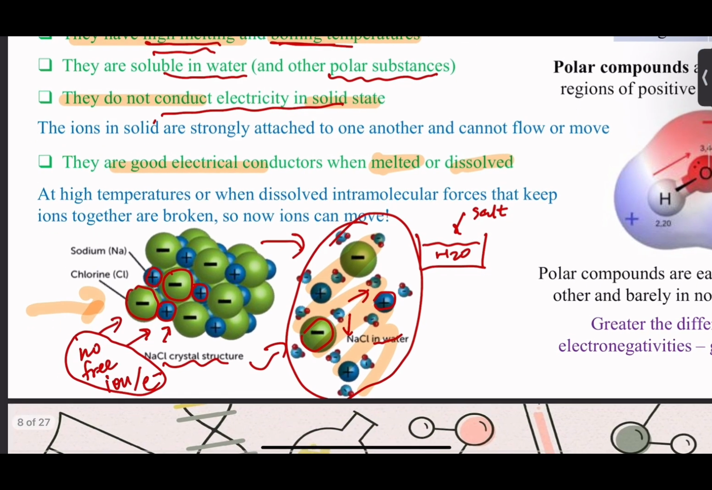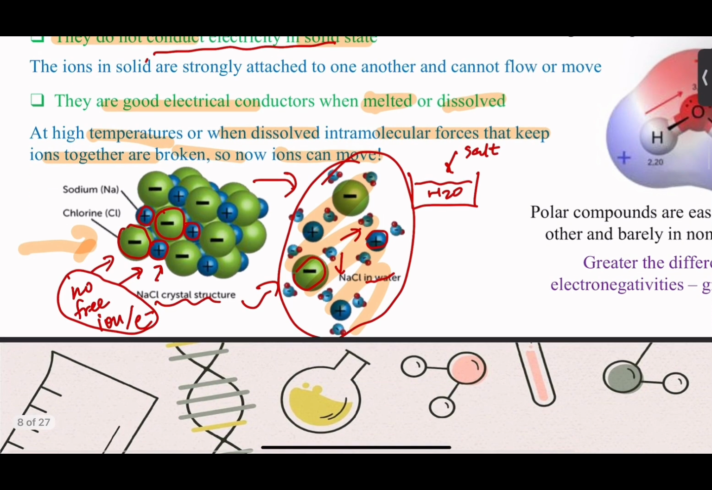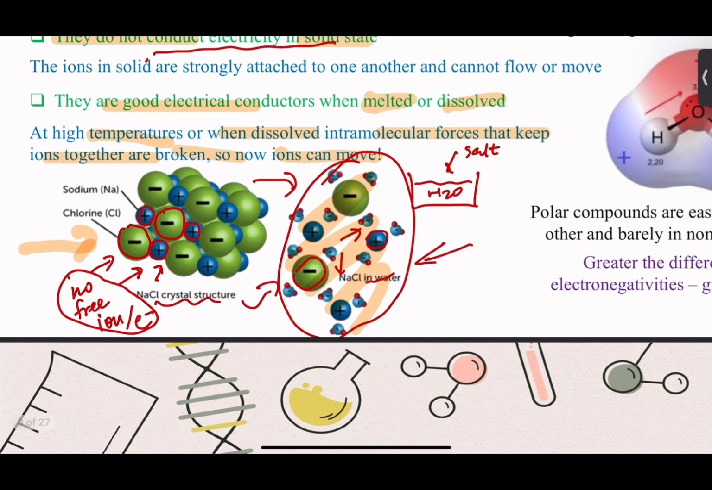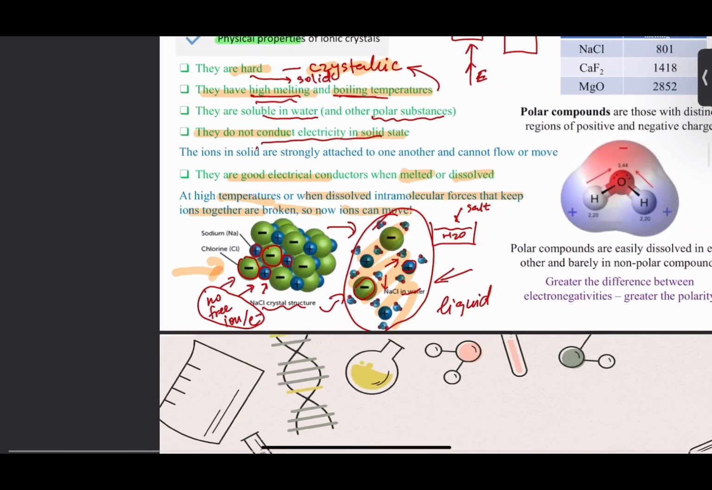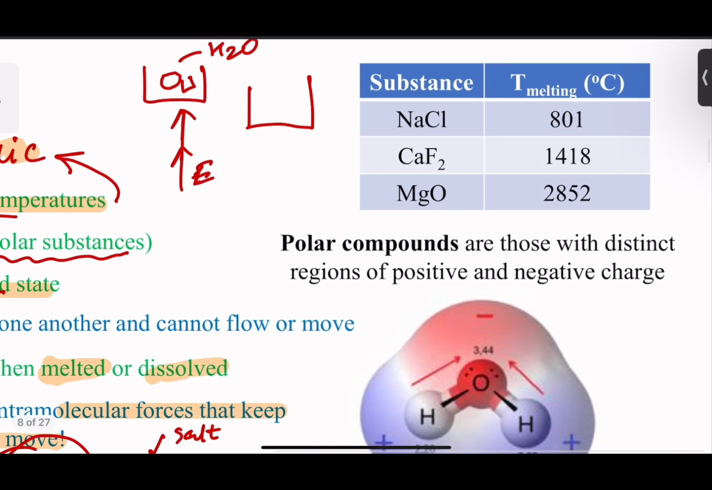At high temperatures, or when dissolved, the intramolecular forces that keep ions together are broken, so ions can move. I explained it here. When you dissolve it inside the water, the intramolecular forces are gone. And the same thing when you melt it down, they will be gone as well. They become liquid. That's how they conduct electricity. Okay? So polar compounds, we're going to talk about them, but I just wanted you to take a look at this. So sodium chloride, you see the melting point? Very high temperatures. You can't do it at home. These are all ionic bonds.